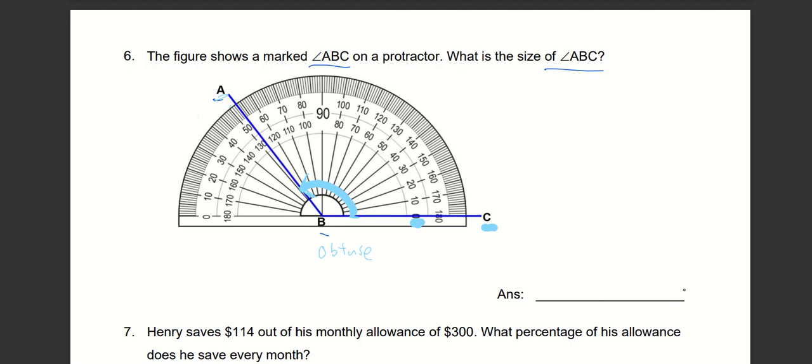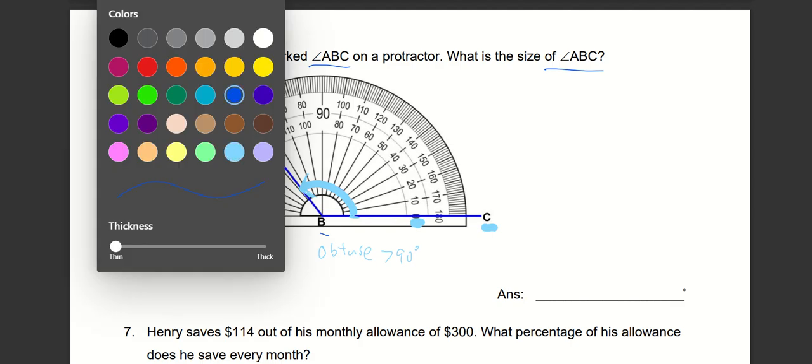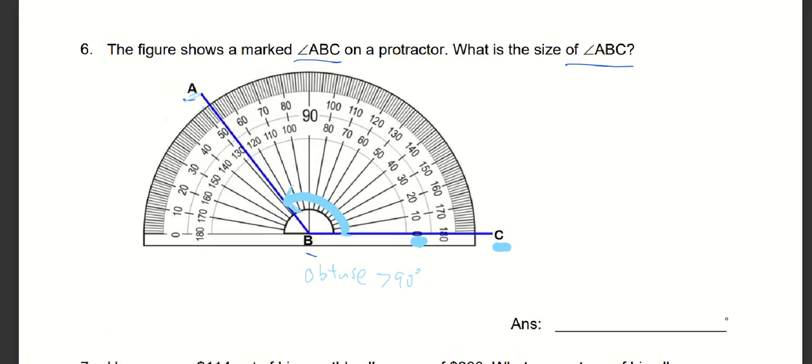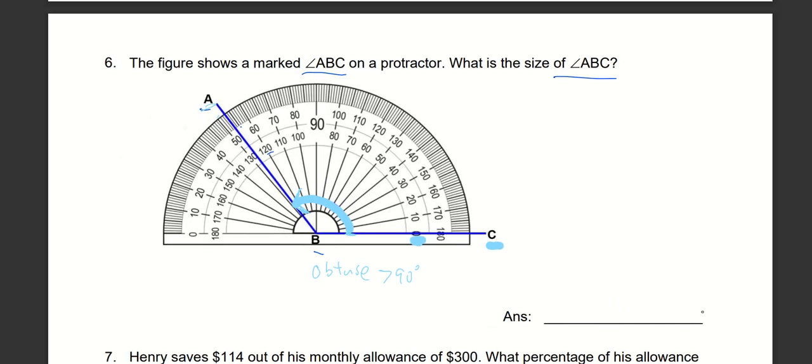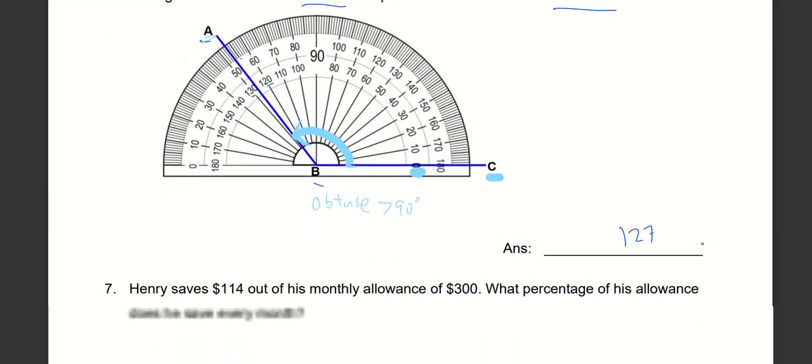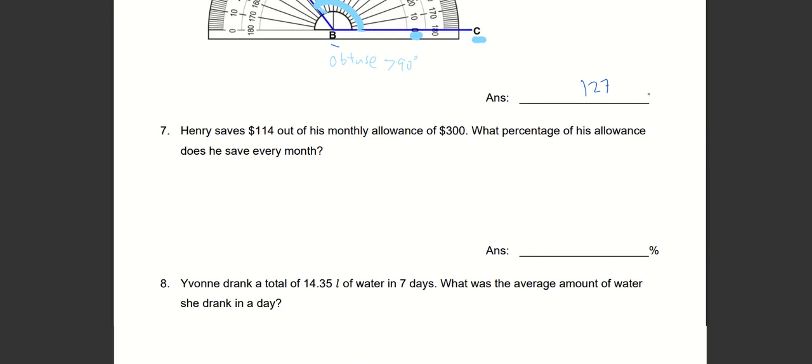So it's an angle that is greater than 90 degrees. In this case, it will be past 120. This is 125 here. So 120, 125, 126, 127. You can check it again, counting backwards from here, 130, then 129, 128, and 127. Okay, question 7.